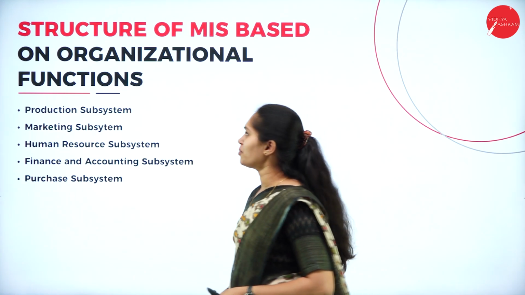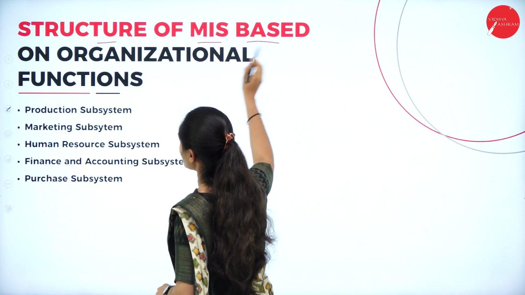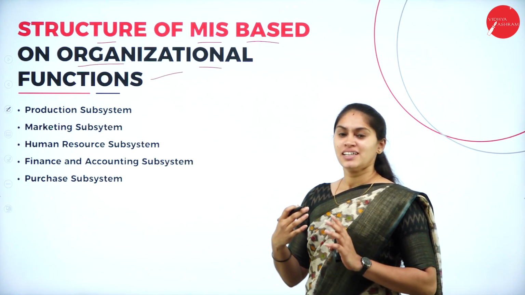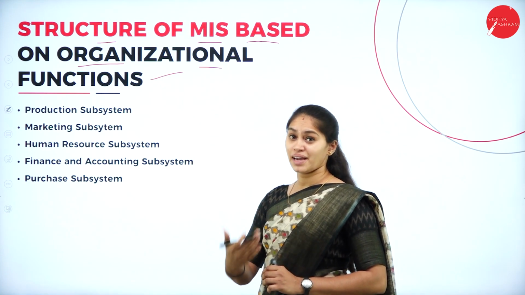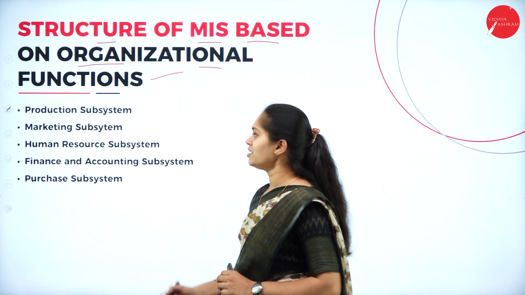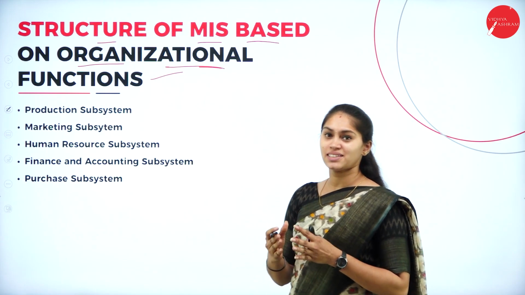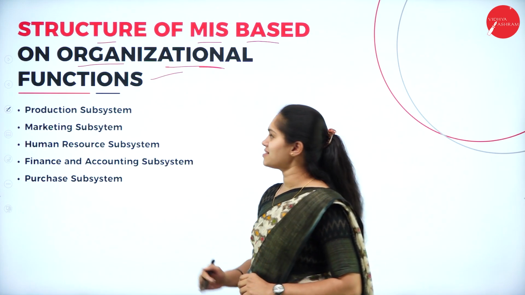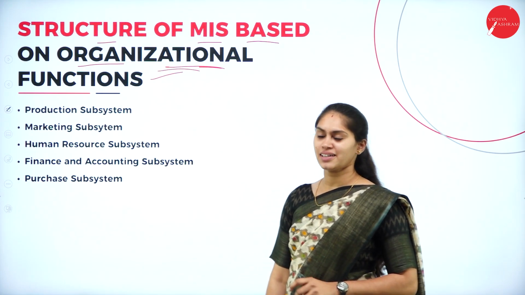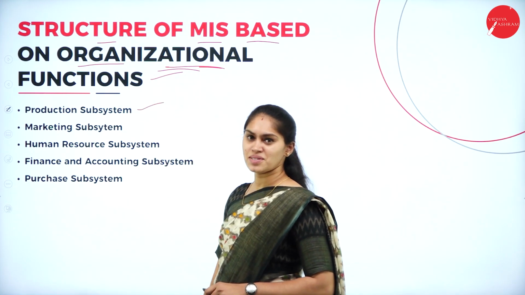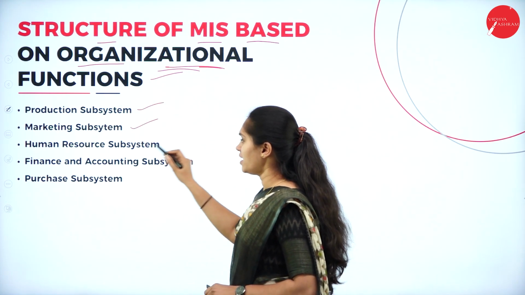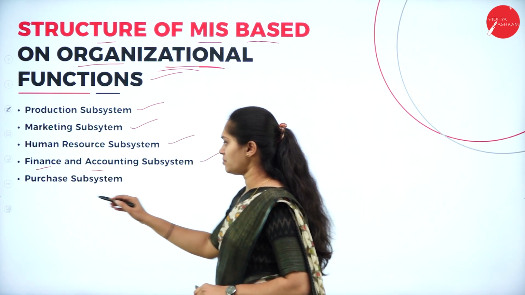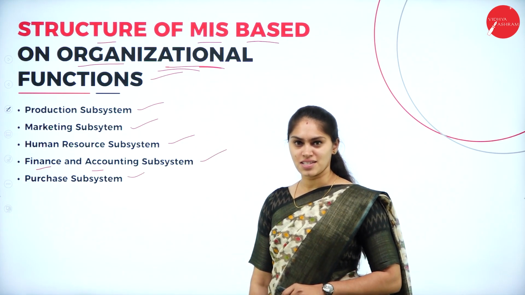Now we'll see the next topic, that is the structure of the MIS which is based on the organizational function. In the previous slide we got to know the structure of MIS based on the management activities. Now we'll see what takes place in the organization's activities, the activities which take place in the organization. So what does it include? It includes the production subsystem, marketing subsystem, human resource subsystem, finance and accounting subsystem, and also the purchase subsystem.